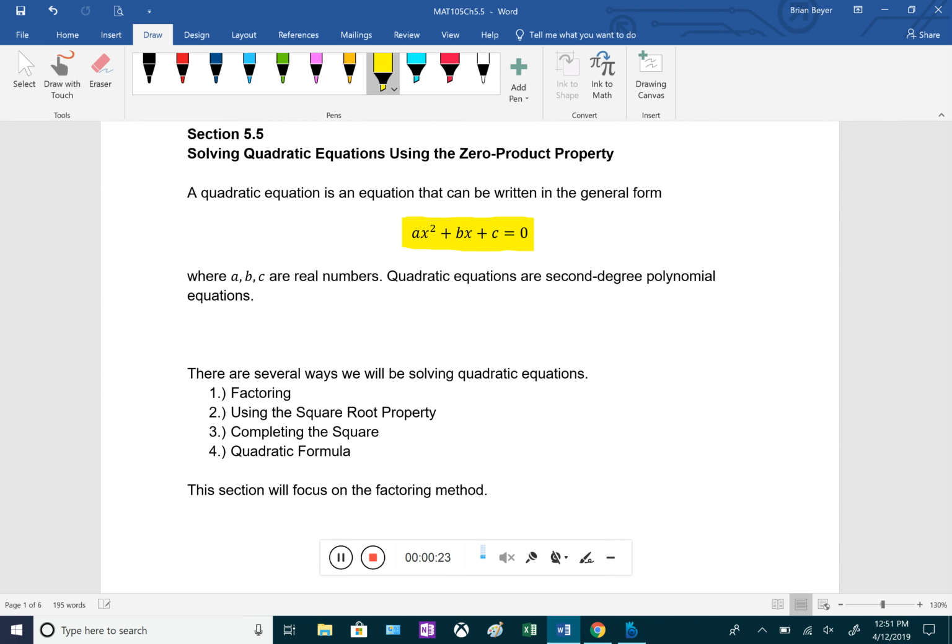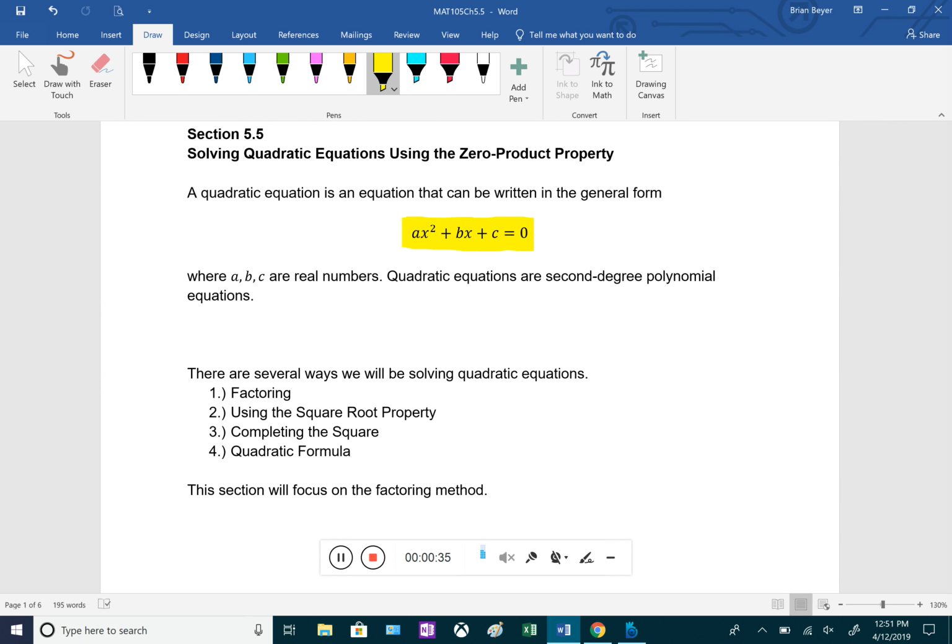ax squared plus bx plus c. So if it's completely expanded out and we combine like terms and get everything on one side, that's what it would look like, where a, b, and c are real numbers. So there's a couple different ways that we're going to be solving these. So we're looking for the x values that make these true.